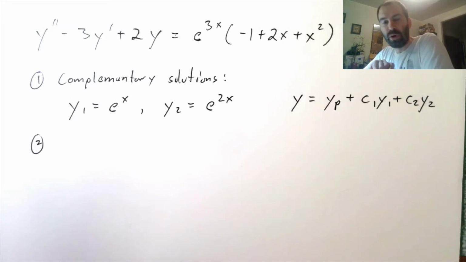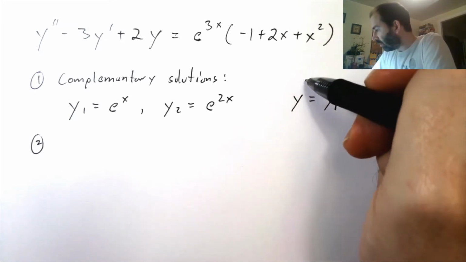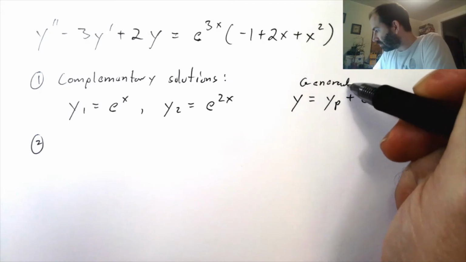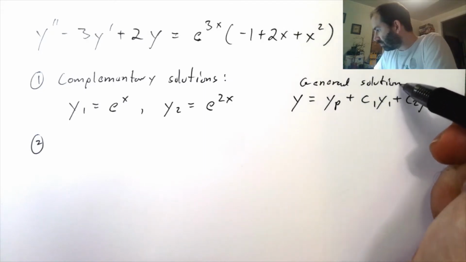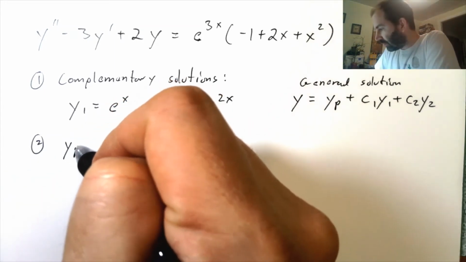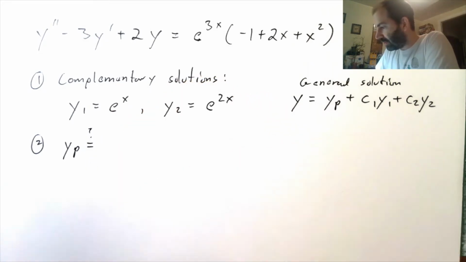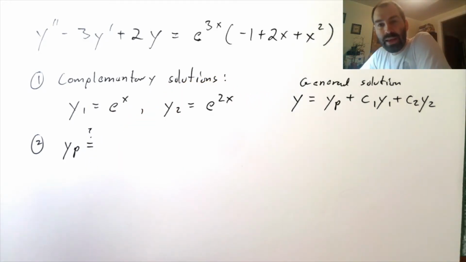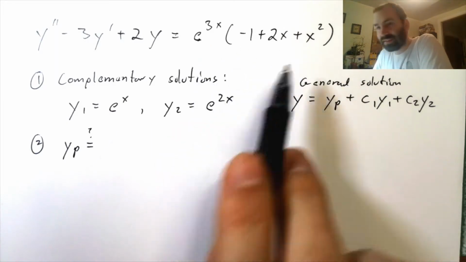will be in this form. The general solution will be the particular solution plus a linear combination of the complementary solutions. So what we're after now is the particular solution. So the particular solution, what we're going to do is make an educated guess. We're going to get that guess by looking at the right-hand side here.